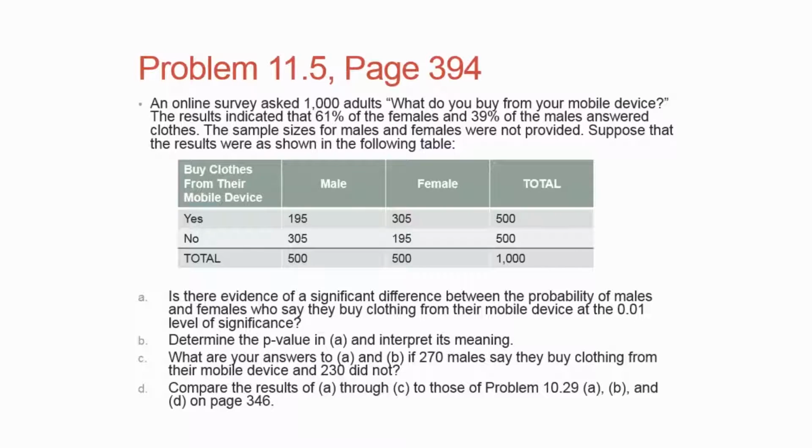Okay, so here's our data. This is the information. We have it in what we call a contingency table, which means that we've got cells in the table. We have two options over here. Yes, I buy clothes from my mobile device, or no, I don't. And these are the numbers that they started out with in part A, so that's what we're going to go with.